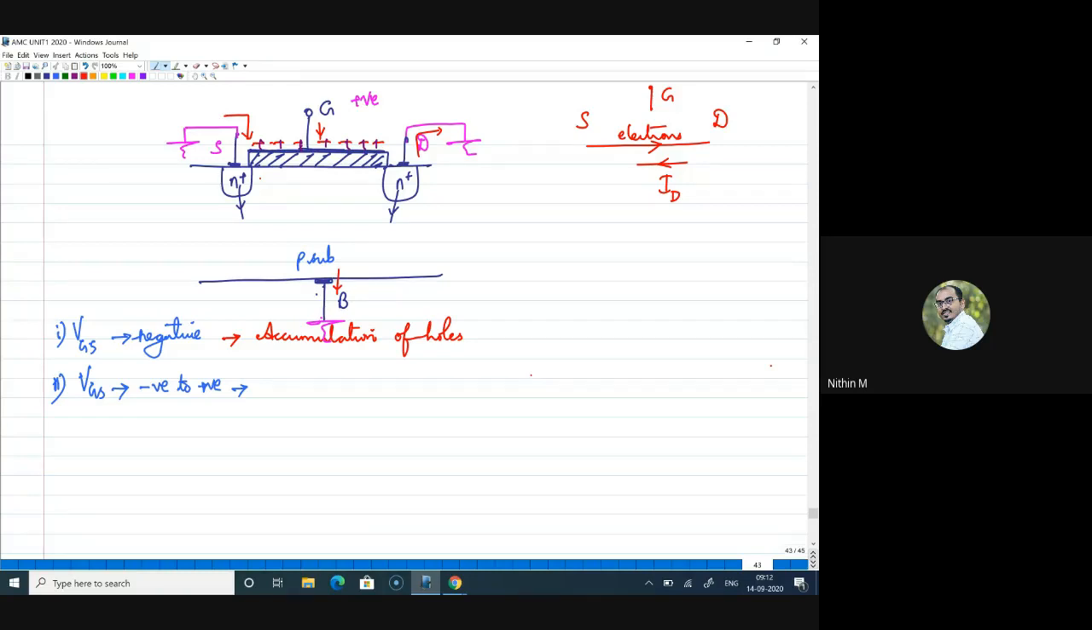So now what we will do is try to understand how this gate can actually give control over the charge carrier flow between the source and drain. I hope you are with me. If you have any doubts in between, please put them in the chat box.